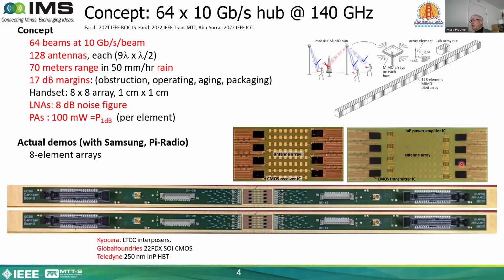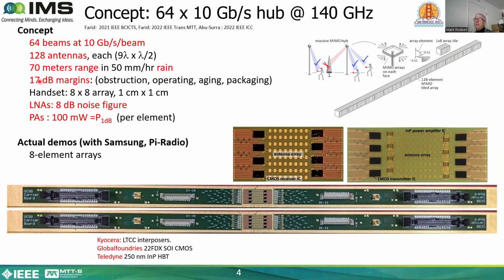Building on these systems, here are a couple of concept systems which we might consider. The first is a wireless hub at 140 gigahertz, which is communicating to 64 end users, each getting 10 gigabits per second. We will communicate with those end users using an array of 128 elements. We will design the system for about 70 meters range, which is about 2 city blocks. And we'll make sure that it works under extreme 10 to the minus 4 probability weather, which is to say 50 millimeters per hour of rain.